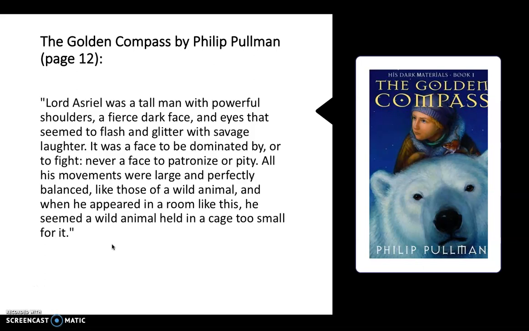Lord Asriel was a tall man with powerful shoulders, a fierce dark face, and eyes that seemed to flash and glitter with savage laughter. It was a face to be dominated by or to fight, never a face to patronize or pity. All his movements were large and perfectly balanced, like those of a wild animal. And when he appeared in a room like this, he seemed a wild animal held in a cage too small for it.